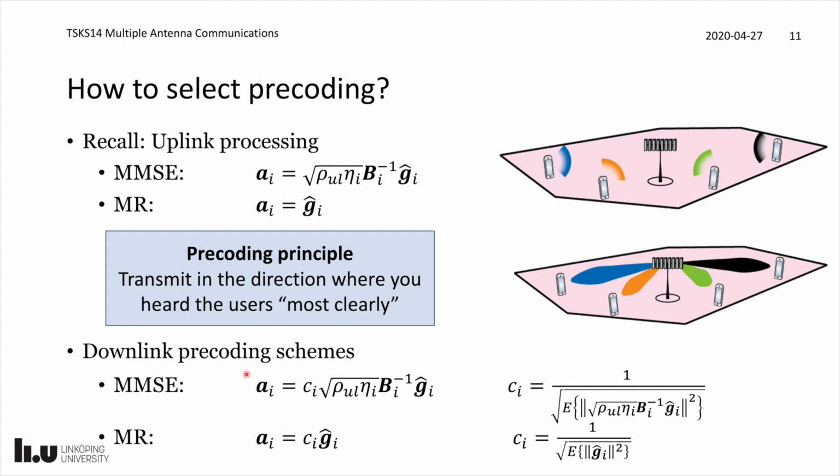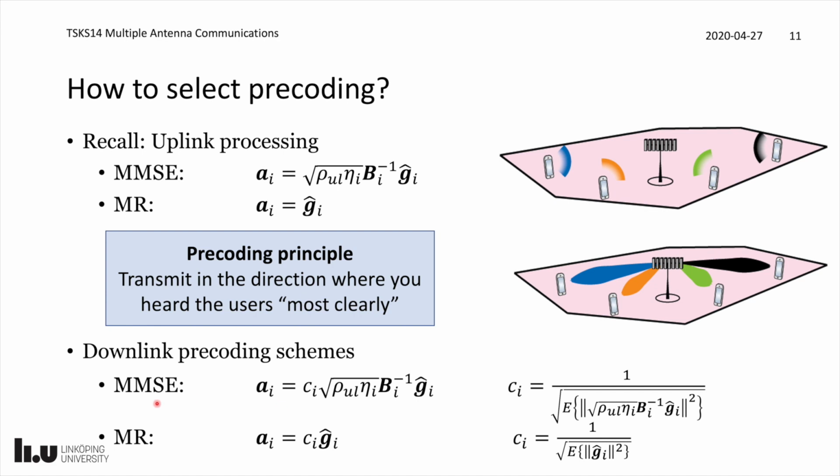So we can consider an MMSE precoder where we take the same precoding vector as before, then we multiply with the factor c_i, because earlier a_i could have any norm, we didn't have to care about the power. But in the downlink, a_i was supposed to have a squared norm which on the average is equal to 1. So we compute the expected value of the squared norm, take the square root of that, divide with it, and multiply it in front here, making sure that a_i has on the average a norm equal to 1.